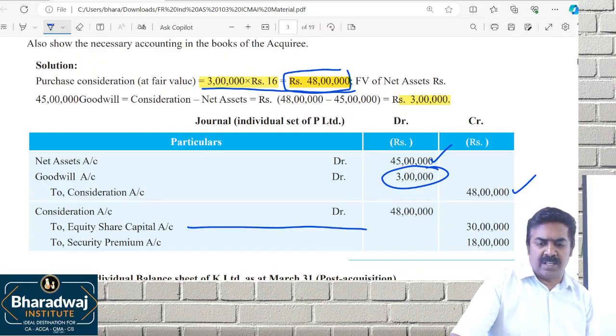Consideration to equity share capital will be 3 lakh into 10 rupees, and securities premium 3 lakhs into 6 rupees.